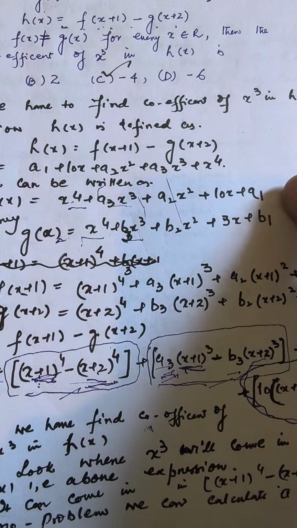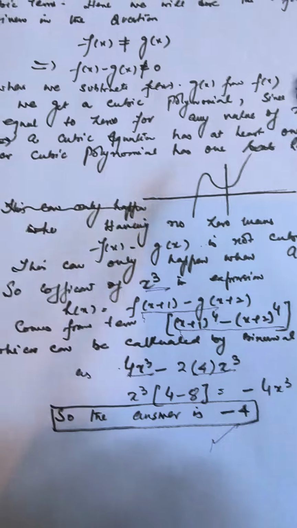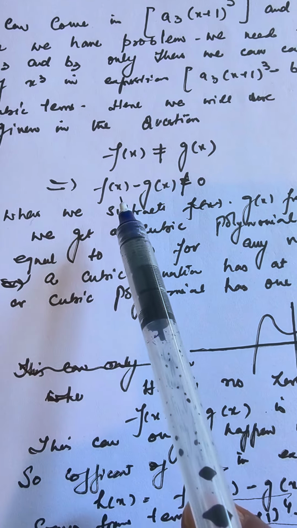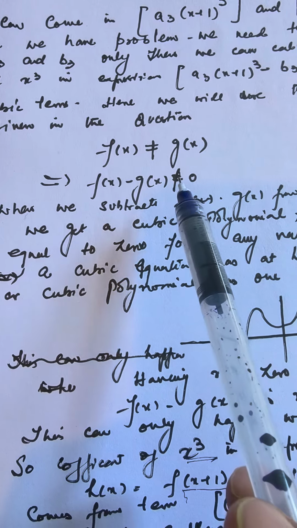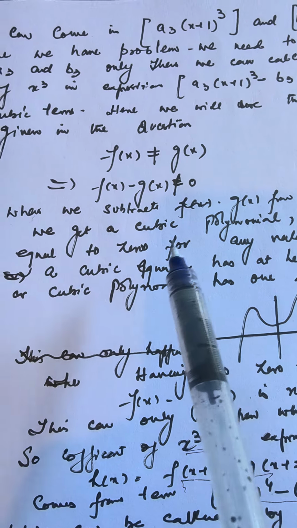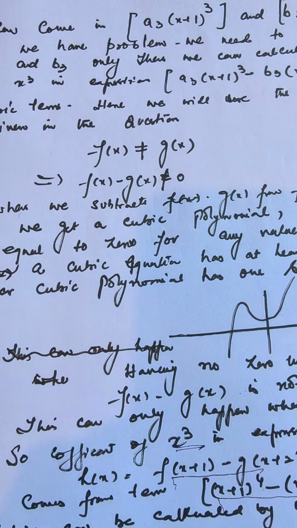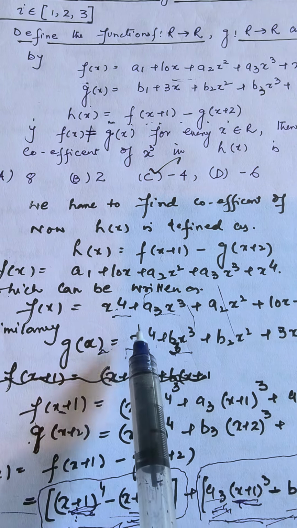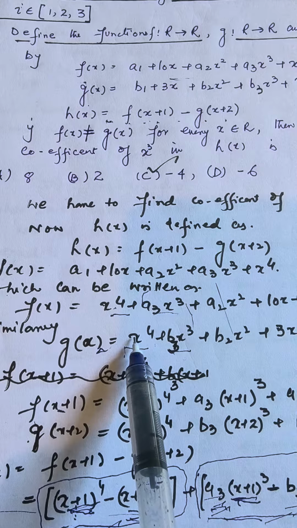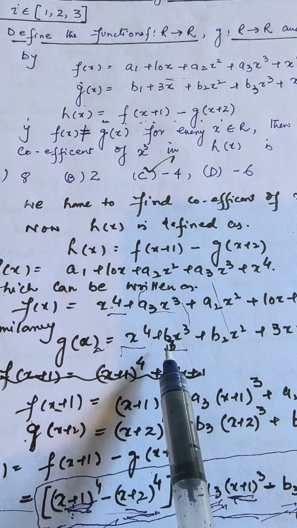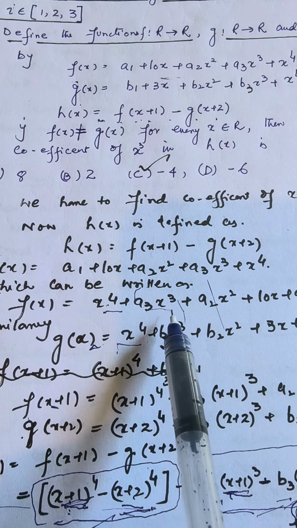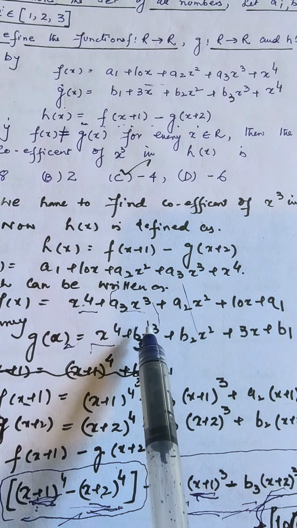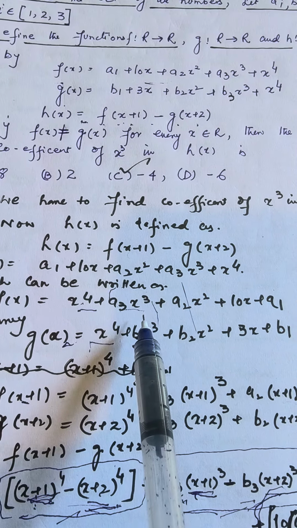Now what will we do with this? We will use the condition given that f of x is not equal to g of x for all x. That means f of x minus g of x is not equal to 0. If we subtract g of x from f of x, this and this will go, this is minus, so we will get a cube minus b cube times x cube here. So we get a polynomial of degree 3, (a cube minus b cube) x cube.